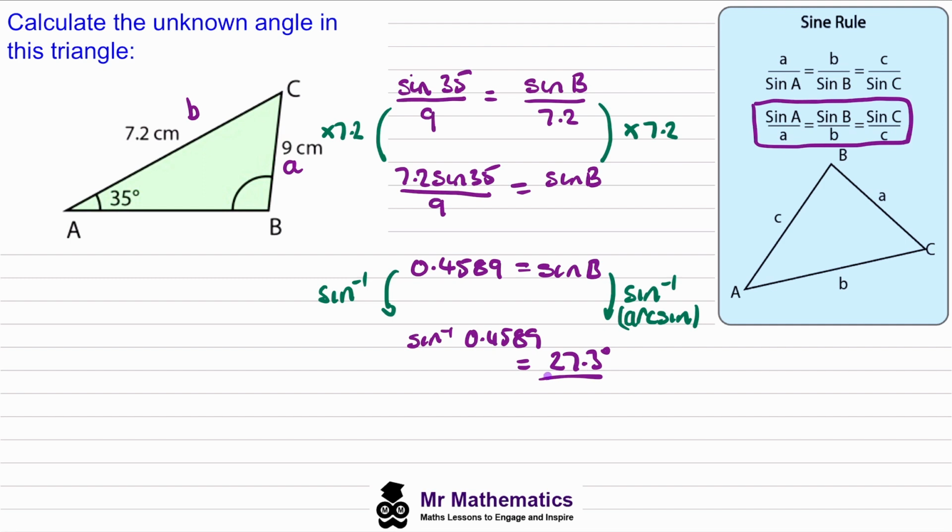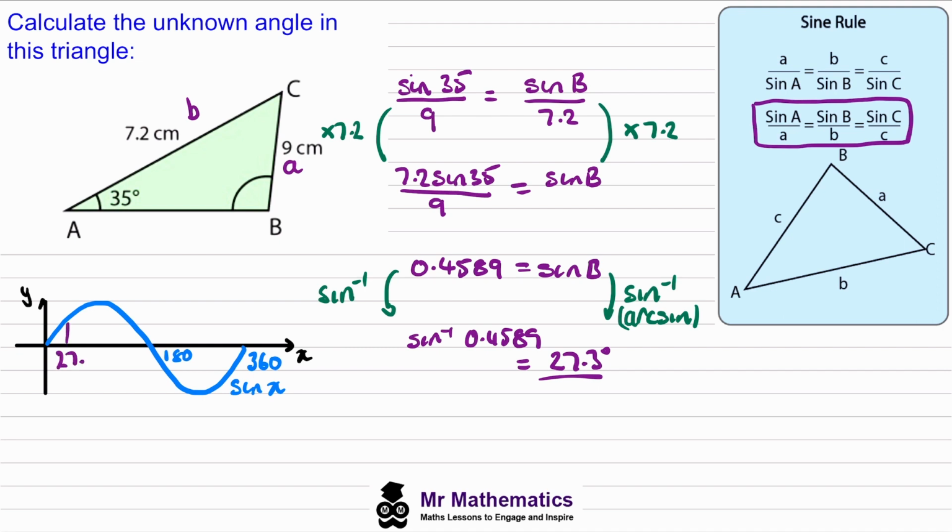We can find this other solution using our sine graph. We know our first solution, 27.3, will be about here. So our other solution must be at this point. And this will be 180 minus 27.3, which gives us approximately 152.7. So this angle is 152.7 degrees.